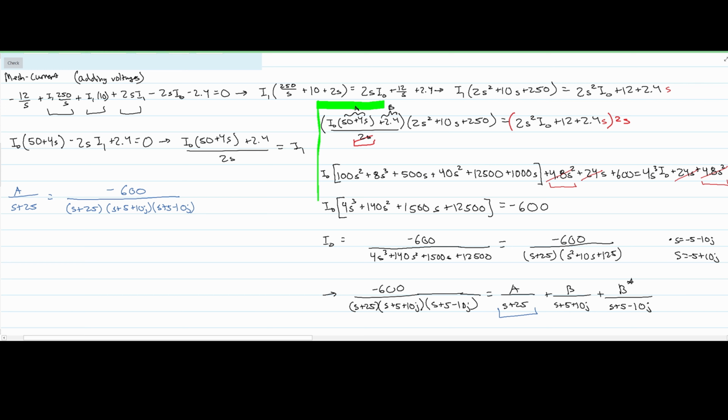So we see that both sides have this s plus 25, so we can cancel them out like this. And in here, we're going to plug in what s would equal to make it 0. So to make this 0, s would equal negative 25. And so we're going to use s is equal to negative 25. So if we plug this in here, we're going to get negative 20 plus 10j. And then if we plug it into here, we're going to also get negative 20 minus 10j.